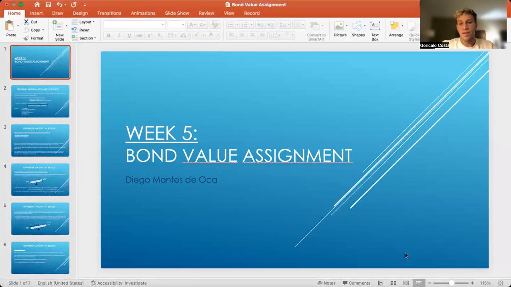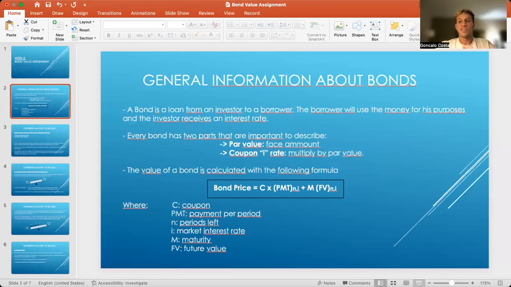For week 5, I'm going to present the bond value assignment. First of all, I wanted to give a little general information about bonds, what they are, what they imply, and what they mean. Basically, a bond is a loan from an investor to a borrower. The borrower will use the money for his purposes, and the investor will receive an interest rate. It's basically an agreement between two people.